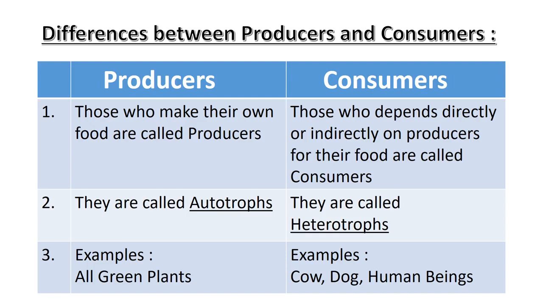The second difference is producers are also called as autotrophs, whereas consumers are called heterotrophs. And the third difference, let's see few examples. All green plants are producers. You all can figure it out now because they all contain chlorophyll. Few examples of consumers are cow, dog, human beings.